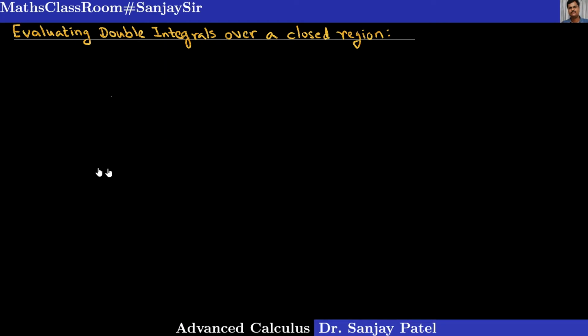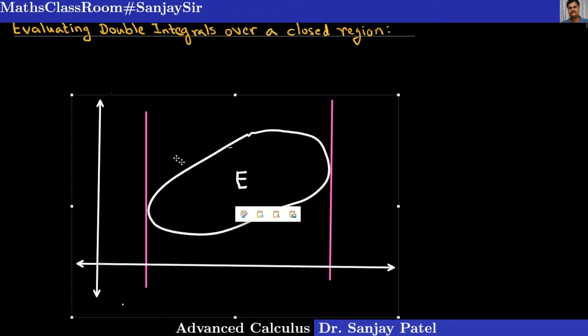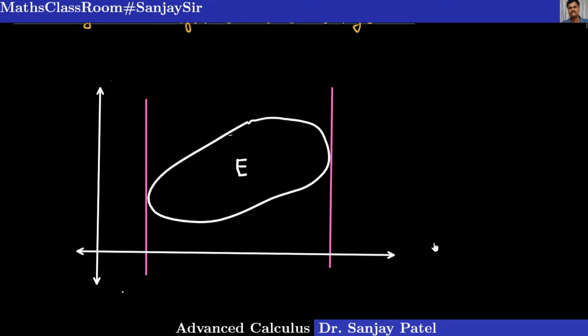First of all, I will just show you what is the meaning of this double integral again over a closed region. Let us consider this closed and bounded region. Here our region is E and it is enclosed between these four curves. One is the line x equal to A, the other is the line x equal to B, and also between the two curves.